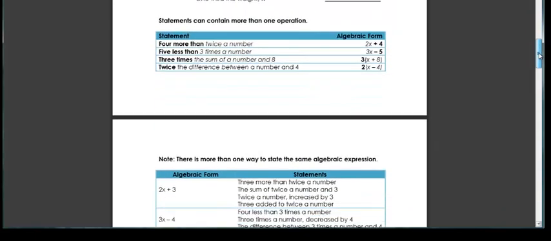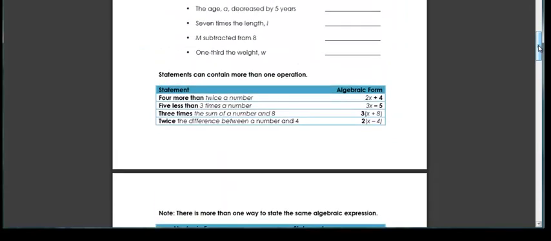Okay, this says statements can contain more than one operation. So here's an example statement. It says 4 more than twice a number. The 4 more part is going to be addition. You're going to be adding 4 to something. And what is that something? It's twice a number. Twice a number is under our multiplication section. That would be 2x. So that becomes 2x plus 4.